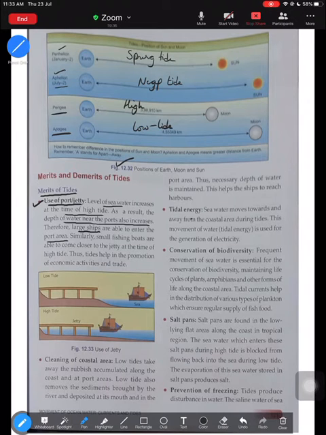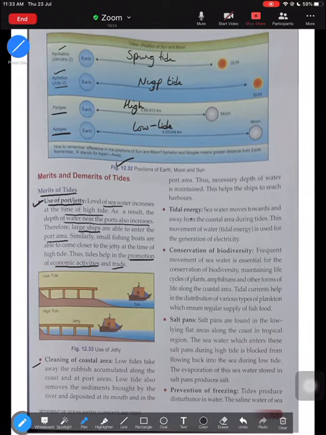But because of high tides, the water level increases, because of which your ports can also be open, and then large ships will be able to enter. So when ships are able to enter, we can engage in trade, and then help our economy to grow. So that's the first advantage of tides.